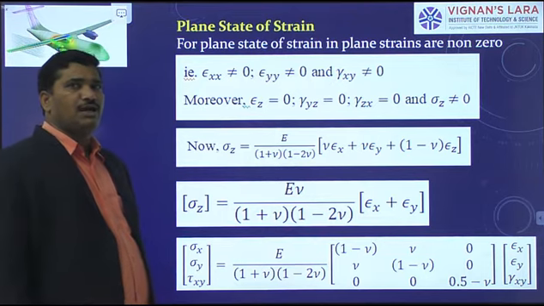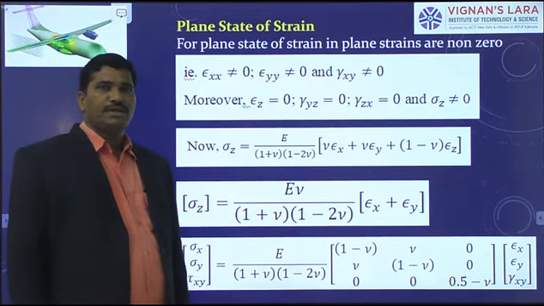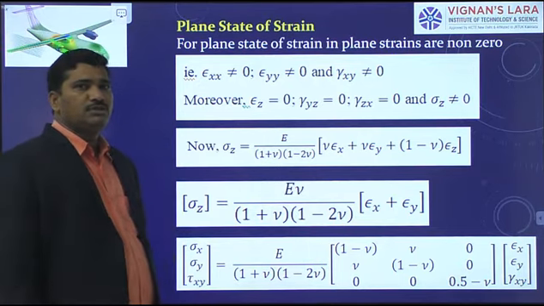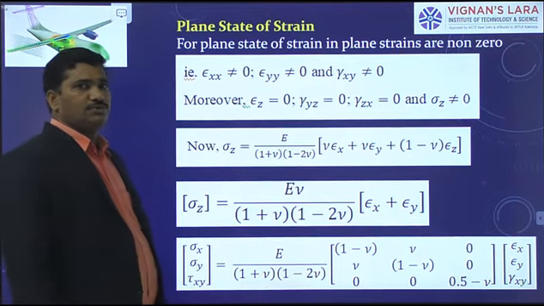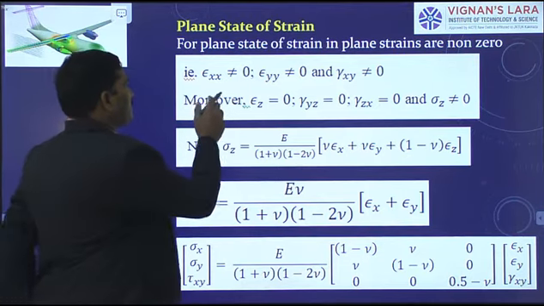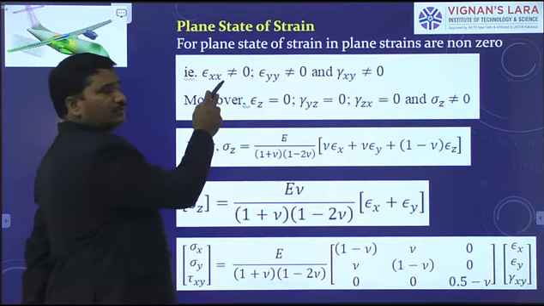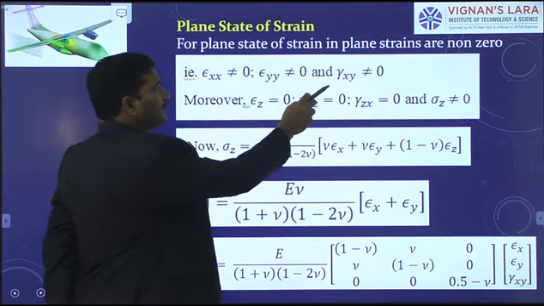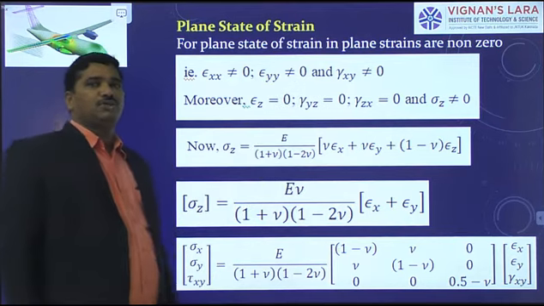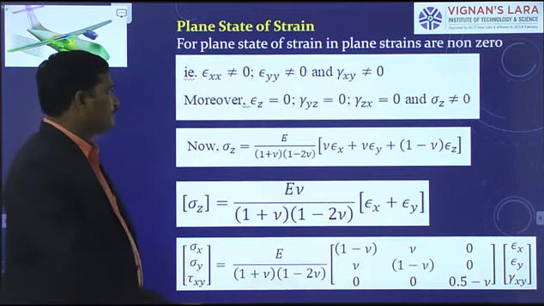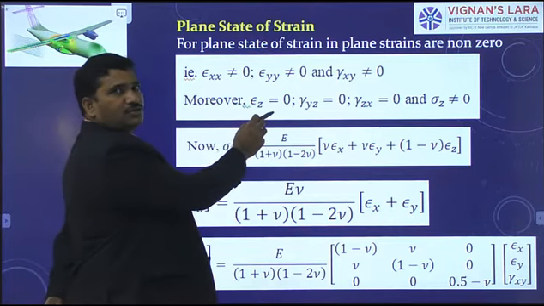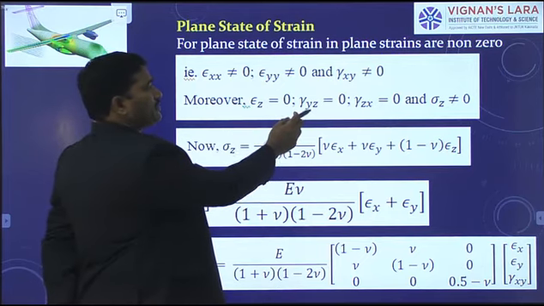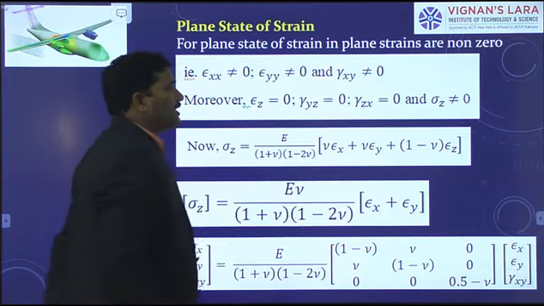The in-plane strains are epsilon xx, epsilon yy and gamma xy. In-plane strains are non-zero. Therefore, epsilon xx is not equal to 0, epsilon yy is not equal to 0, and gamma xy is not equal to 0. And moreover, epsilon zz equals 0, or you can say epsilon z. Gamma yz equals 0, and gamma zx equals 0.